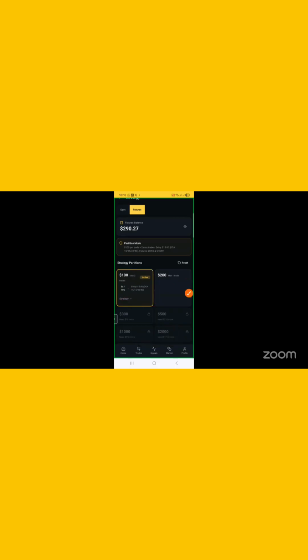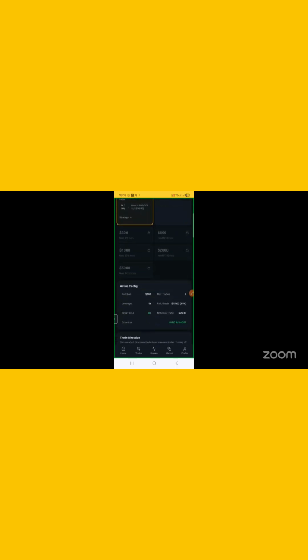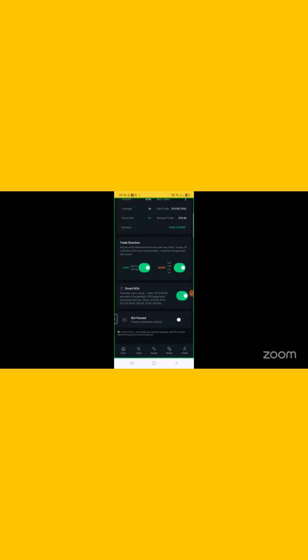Now, once you select the $100 partition or strategy, just come down here. Don't do anything else. Don't disturb yourself. Just scroll down. Make sure you turn on long, turn on short, turn on DCA, and turn on smart, turn on the automatic mode. That is the only condition. So here, this one is already on, this one is already on, this one is already on, and now I'm going to turn on this button down here, and I'm done.